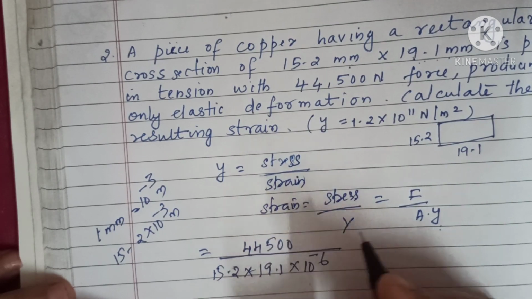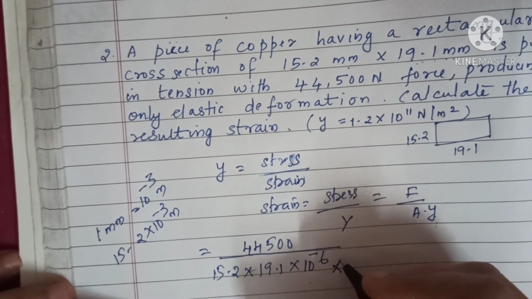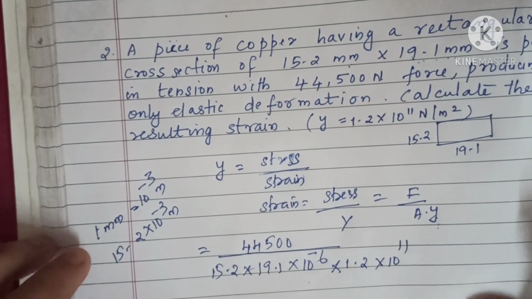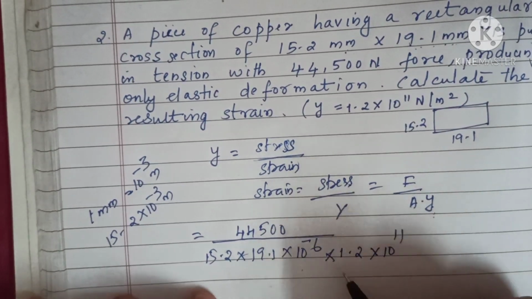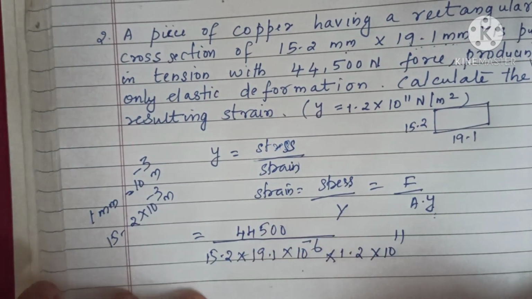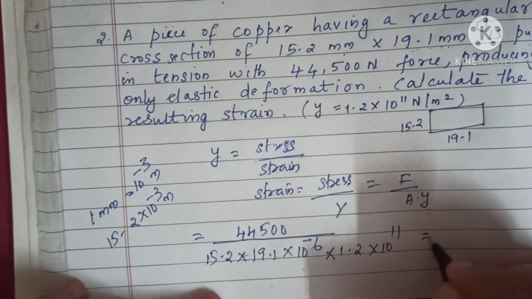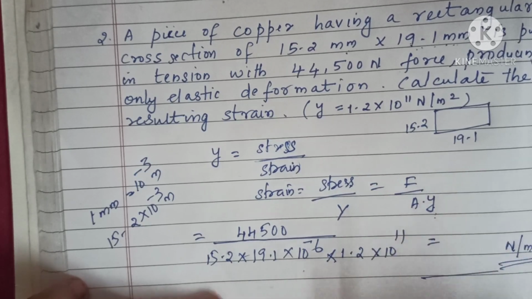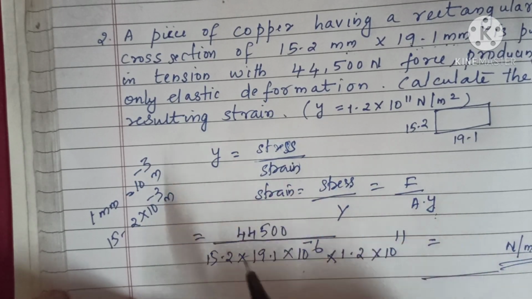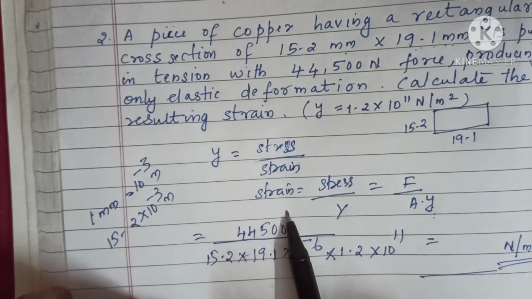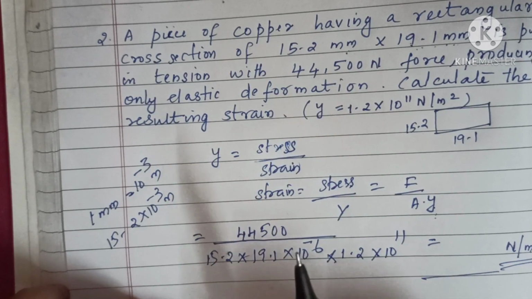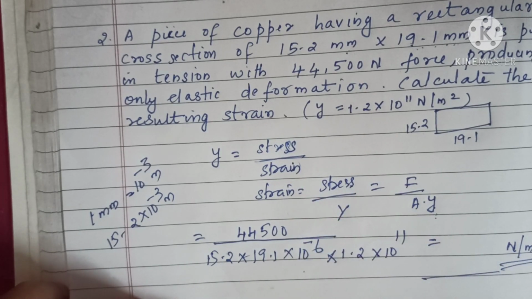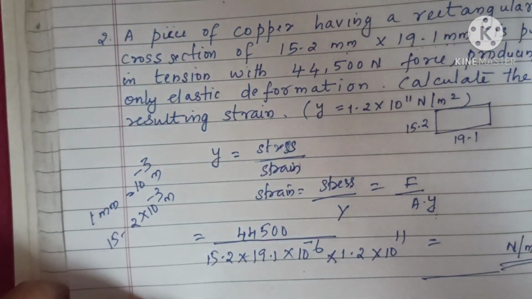So 10 power minus 6 into, what is the Young's modulus of copper given? That is 1.2 into 10 raised to 11 Newton per meter square. So now I think the substitution is done here. So calculation you have to do and find the answer. You will find the answer, right? So first read the question, write the data given and use the equation needed there. Then simply substitute and finally find the answer. So we'll move to the third question.